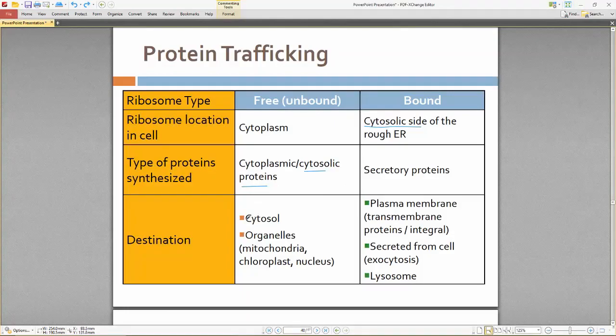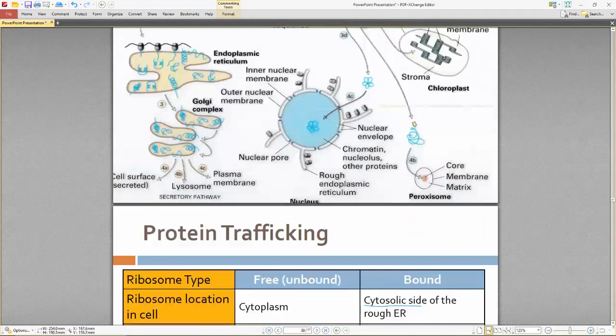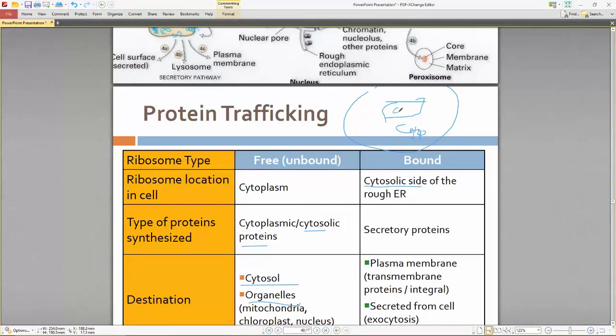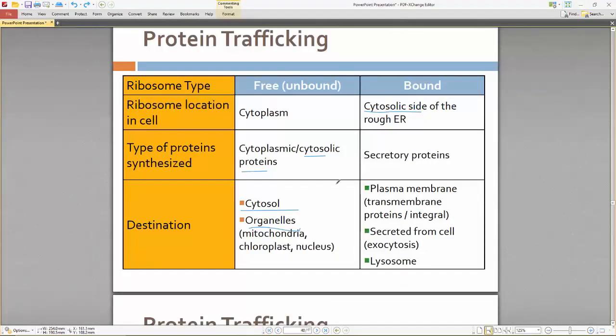And these different proteins have different final destinations. Cytoplasmic or cytosolic proteins will end up in the cytosol or in different organelles. Oh, I messed up then. Cytosolic side would be the inside. My bad, guys. I think if you have the rough ER as its own thing, and then you have the outside cell, this would be the cytoplasm outside, and then this would be the cytosol inside. Oh, that's terrible writing, but I hope you guys understand. So it ends up inside of the rough ER.